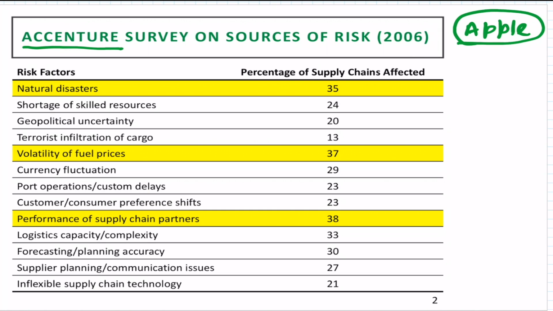Accenture, which is a consulting company, conducted a survey to identify what are the sources of risk in global supply chains. And this survey was conducted in 2006. More than 1/3 of the executives involved in the survey identified the top 3 risk factors to be natural disasters, volatility of fuel prices, and performance of supply chain partners.